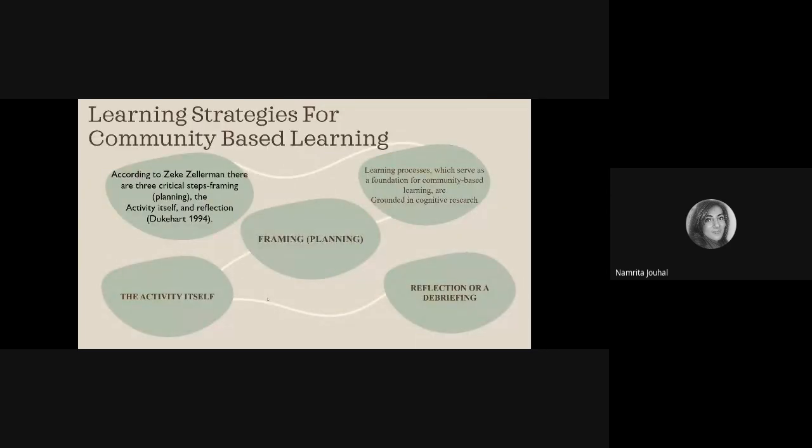Okay. So learning strategies, such as community-based learning. According to Zelzerman, the three critical steps of framing are, first, proper planning, which is the framing of your curriculum. There should be learning in a way that a cognitive approach is taken, ensuring that the mind understands the difference of applying the knowledge. Then it should be activity based. Whatever planning you do, it should be based on the activity which the student is focusing on as a career.